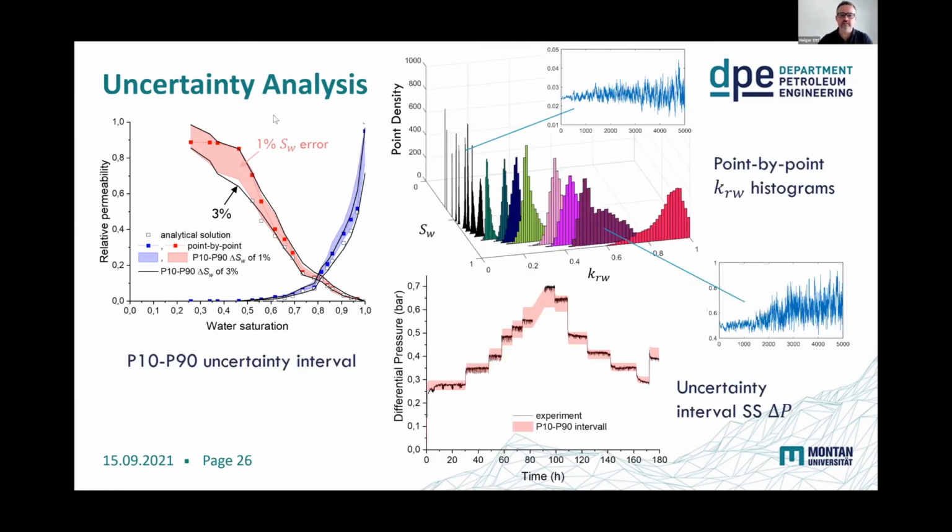You can see this P10 to P90 comes of course from the histograms. The histograms here are very broad, also non-symmetric, and the lower the water saturation becomes, the more symmetric they get. So this may be a result of our insufficient sampling rate at the end. Here you can also project the error range on your raw data.